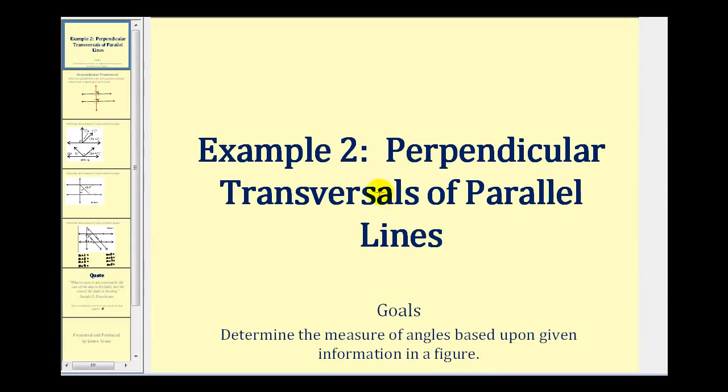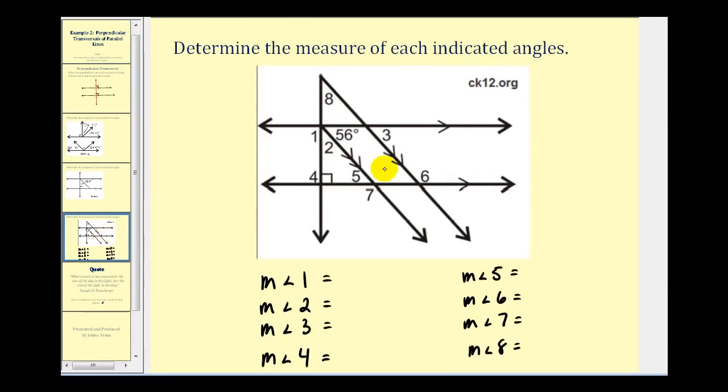Welcome to a second example of using the properties of perpendicular transversals of parallel lines to determine the measure of angles. Here's our diagram, and we want to determine the measure of angles 1 through 8. Notice we have two sets of parallel lines, and here we have a perpendicular transversal. So we know if we have a perpendicular transversal, 8 right angles are formed.